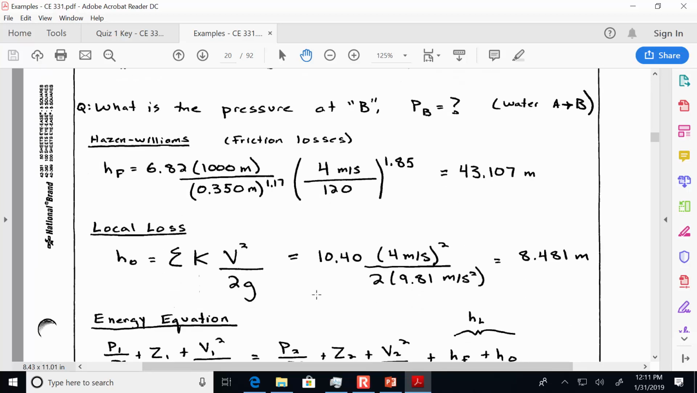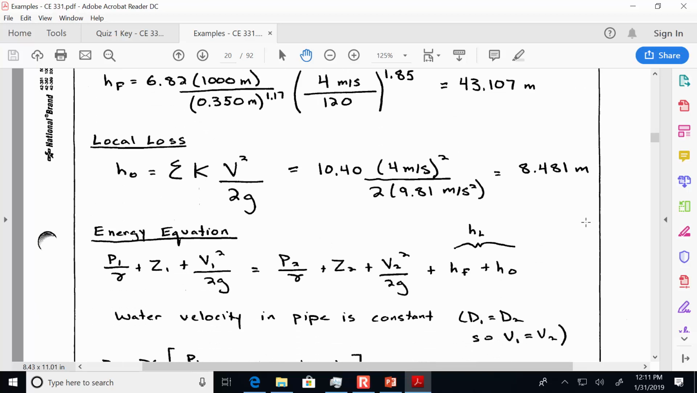Okay, so the Hazen-Williams is our estimate of friction losses, and it's 43.1 meters there. And then the local losses are estimated at about 8.5 meters of these local losses. And then let's take a look at the energy equation.